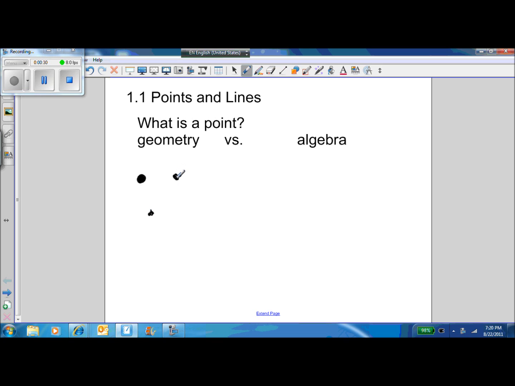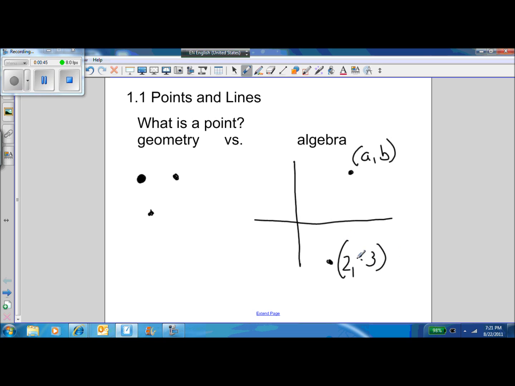In algebra, we got more specific with a coordinate system, where when you put your dot down, your point, you gave it coordinates A, B. Or this one looks like it's about 2, -3. Okay, so that's one of the differences between algebra and geometry. We can actually define points in terms of coordinates in algebra. In geometry, we usually just label them like point A, point B, and point C.